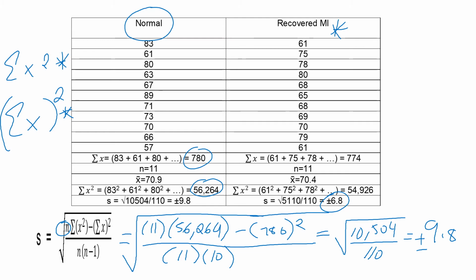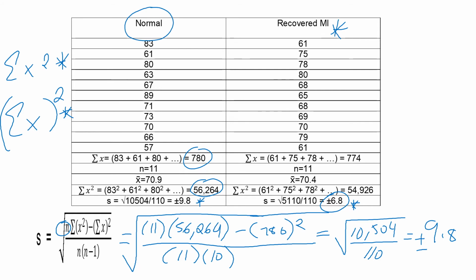Since the standard deviation here for the recovered group is lower, 6.8 right here compared to the 9.8 right there. Now, by the way, notice how for the standard deviation, you are taking the square root of this whole equation. If you remove the square root, we don't call it standard deviation, we call it variance. So standard deviation is basically the square root of the variance.